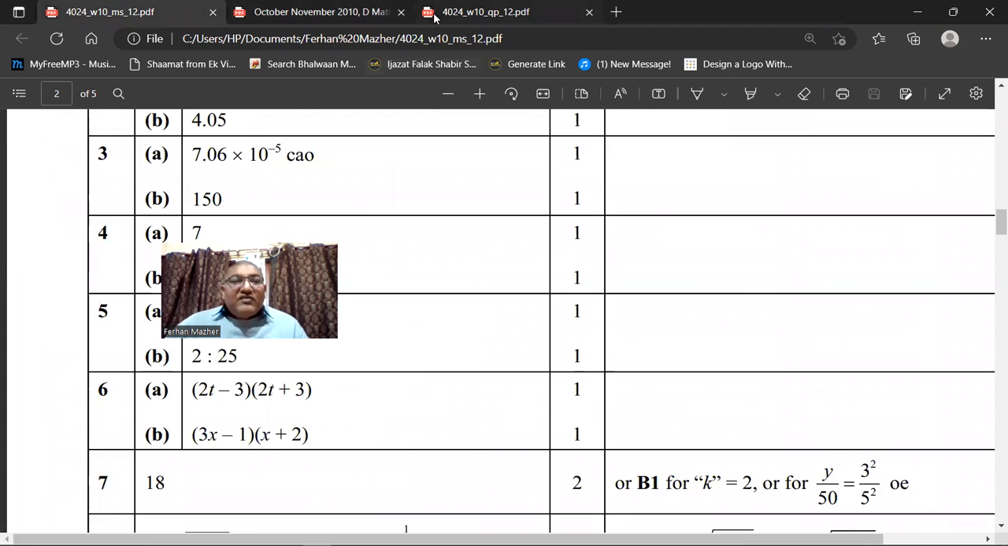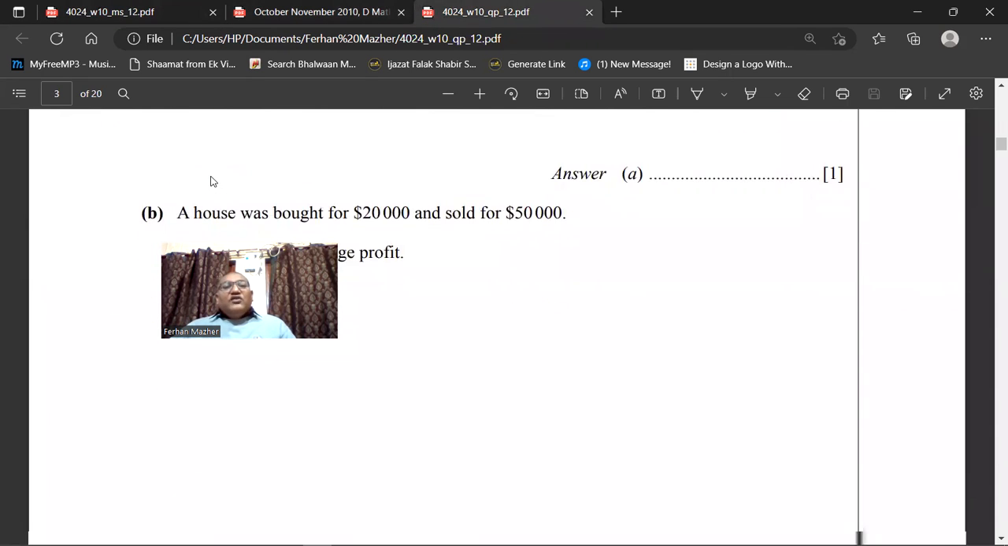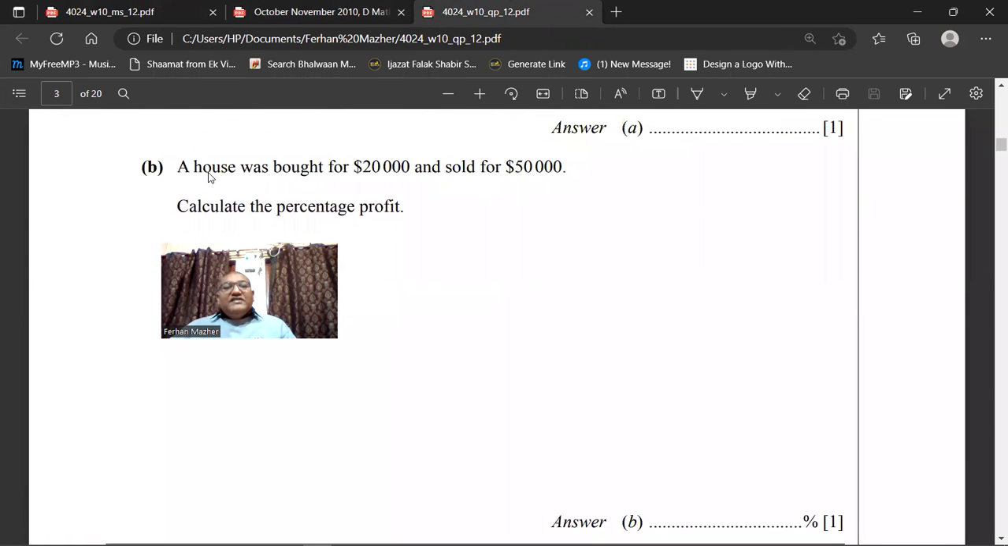5.06 expo minus 5 is the right answer, sir. Okay, so we are going to the next question. He says, question number 3 is B part.